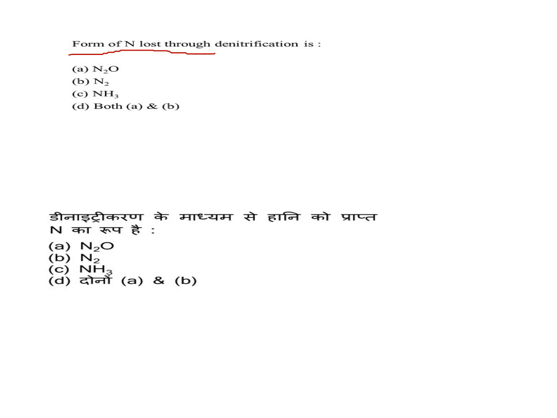Form of nitrogen lost through denitrification is? The answer is nitrous oxide and nitrogen, whereas ammonia is lost through the process of volatilization. In denitrification, it is nitrous oxide and nitrogen.